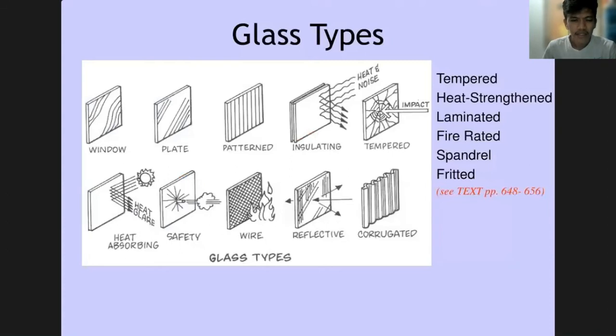First, we will discuss glass types. We have tempered, heat strengthened, laminated, fire-rated, spandrel, treated. Also window, plate, pattern, insulating, heat absorbing, safety, wire, reflective.